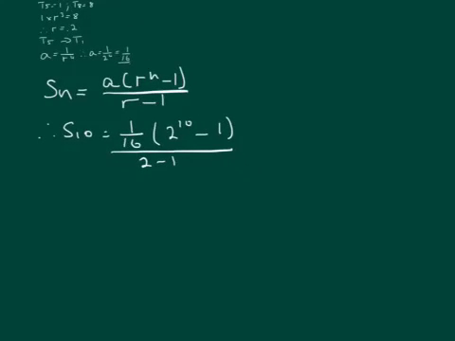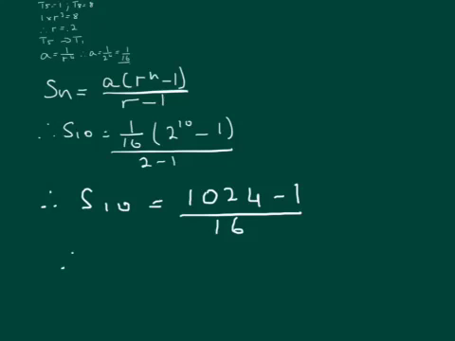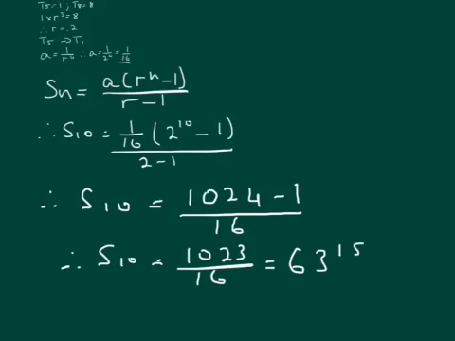Okay, so that's quite a handy thing to know. So what we're going to do now is say that S10 is equal to 2 to the power of 10, which is 1024. And we're going to subtract 1 from it, and we are going to bring the 16 down. Okay, so S10 is equal to 1023 on 16, which equals 63 and 15/16. And that's the end of that problem.